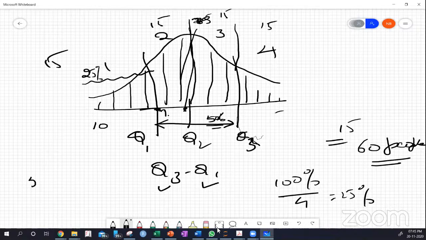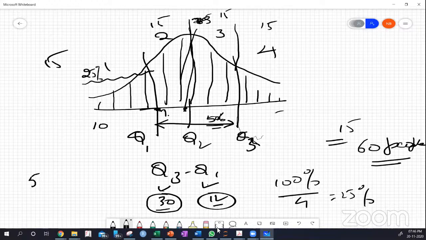Let's assume that I found Q1 and Q3. Let's assume Q1 is 12 marks and Q3 is 30 marks. What can I conclude? 50% of the students have scored between 12 and 30 marks. That gives you an idea about where exactly most of them are lying. The remaining 50% are either below 12 or above 30. Are you able to understand? This is what quartile says.